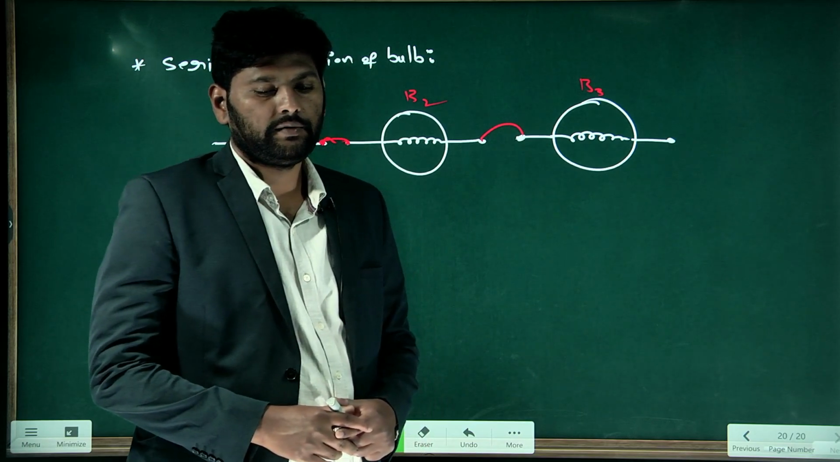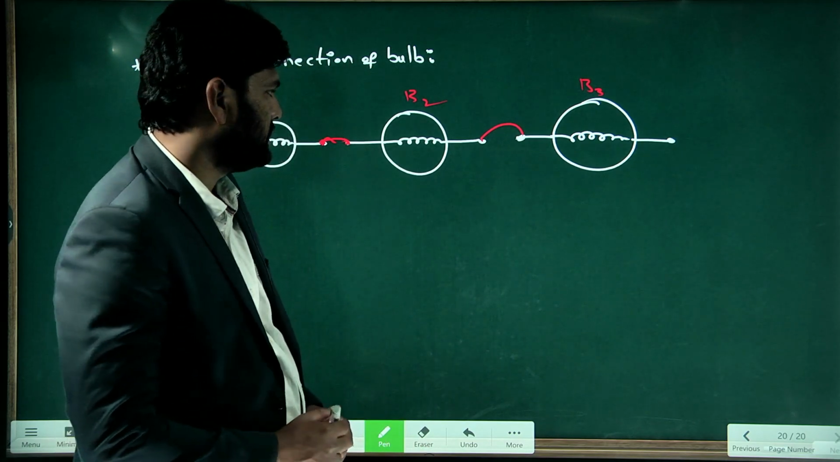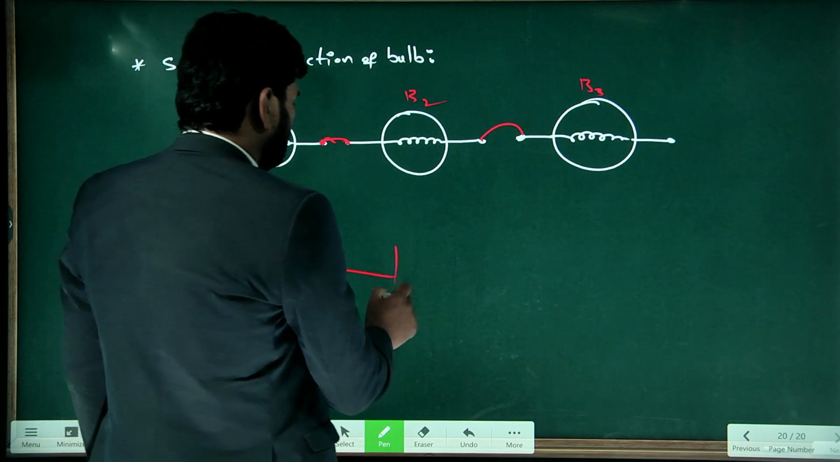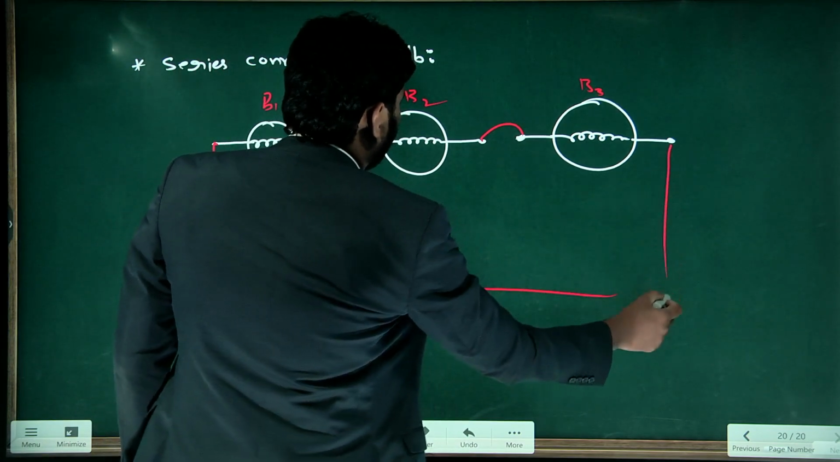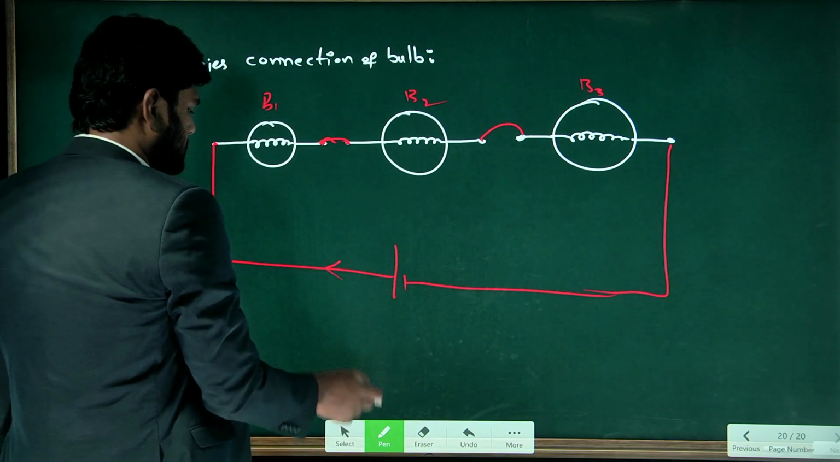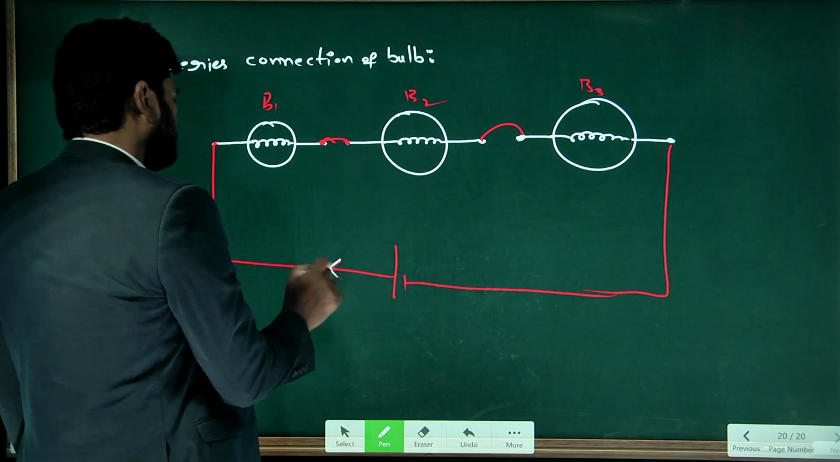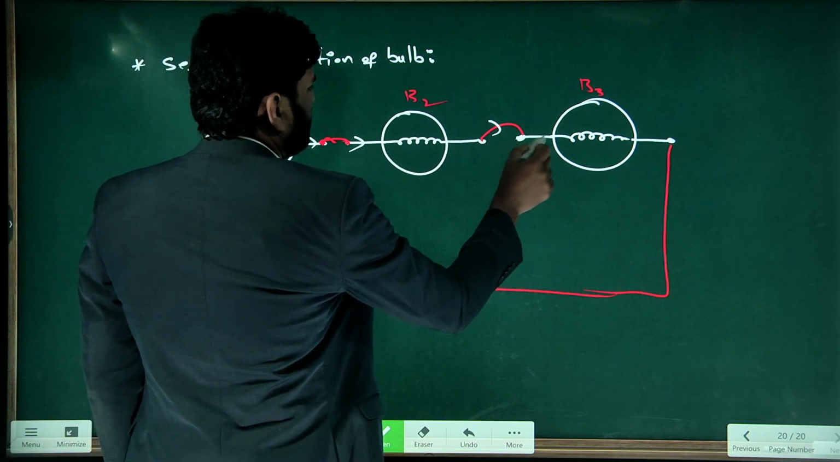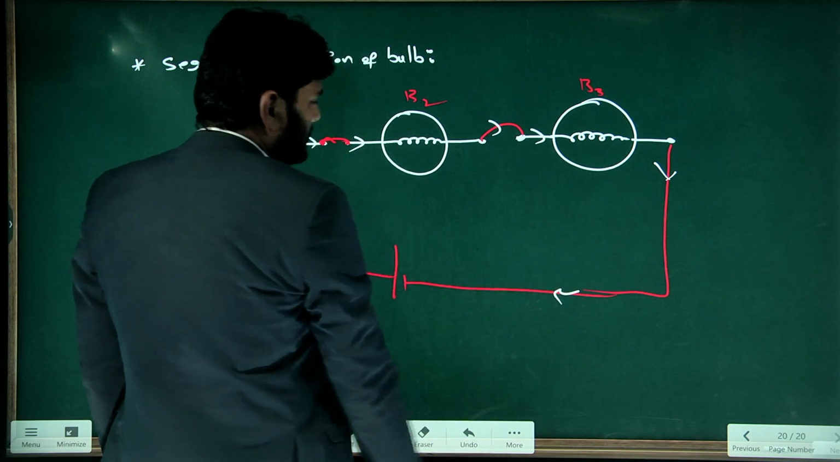But what is the disadvantage of this connection? The disadvantage is this: if you connect this whole arrangement to a power supply, here a battery, the current starts flowing. This is how the current is flowing.